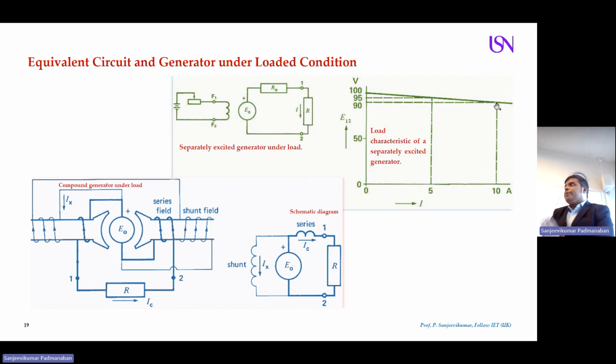So this means you are loading. You are increasing the resistors here. You are loading the machine. When you are loading the machine, you start getting a drop. The generated voltage is not 100, it comes down because V is equal to IR. You get a drop.